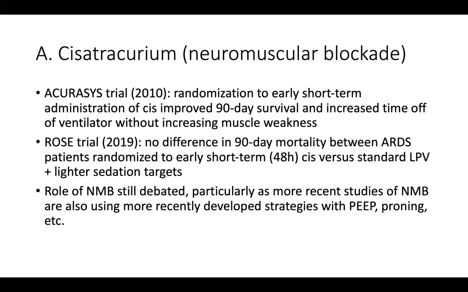And over the past 10 years or so, we've developed a lot of new strategies for how to manage vents, with better titration of PEEP, introduction of proning, things like that. And I think that can make it a little bit challenging to compare some of the older studies to some of the newer studies. But the role of neuromuscular blockade, I think, is quite controversial. But what we can say confidently is that it really doesn't seem to affect mortality anymore.